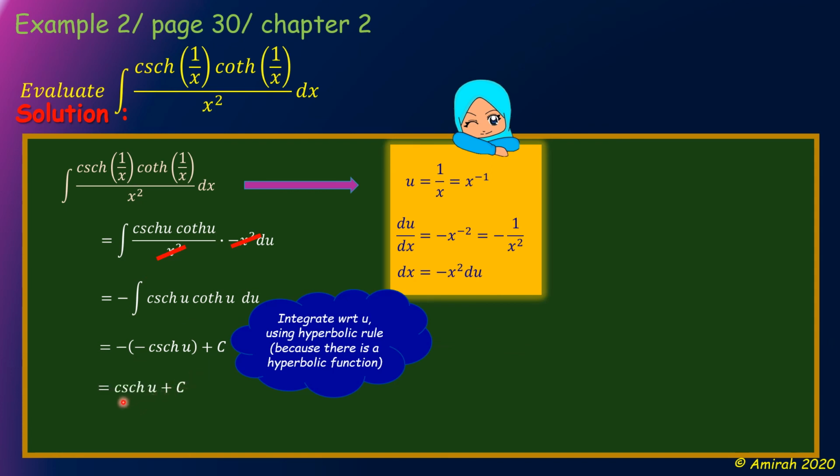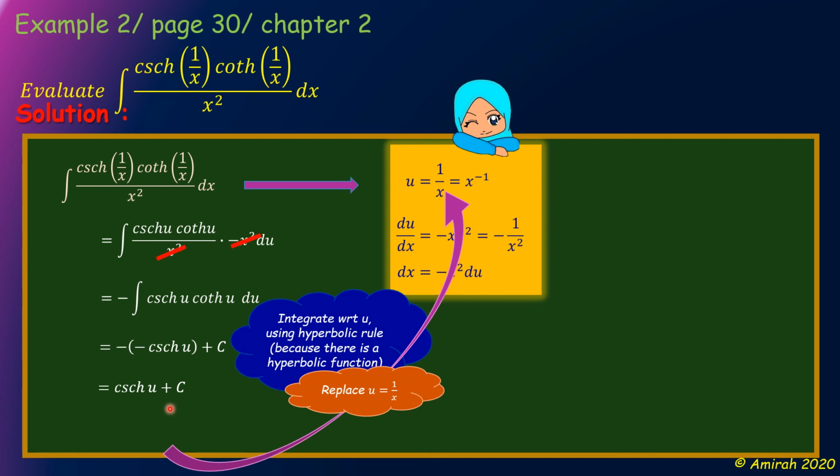After that, we can multiply negative by negative, so we have positive cosec u plus c. And finally, we replace u equals 1 over x. So the final answer is cosec 1 over x plus c. Okay, got it?